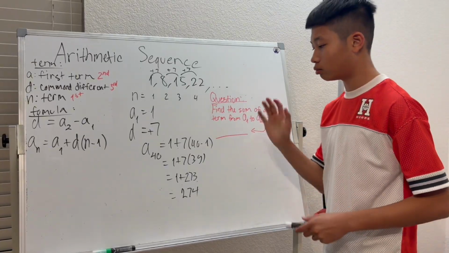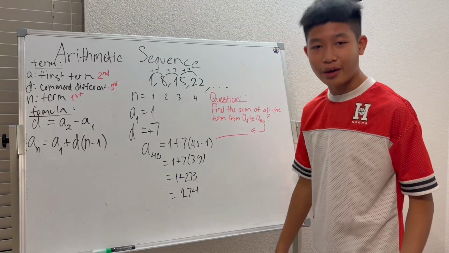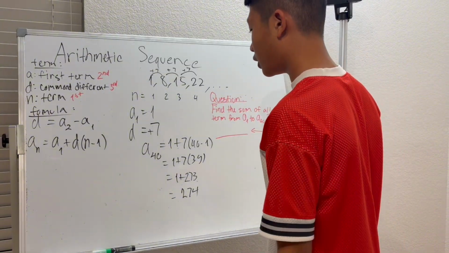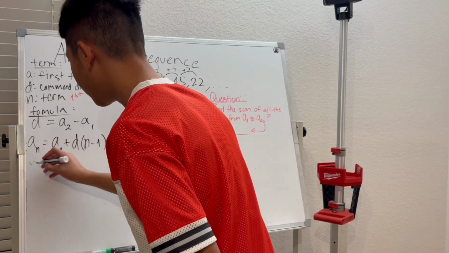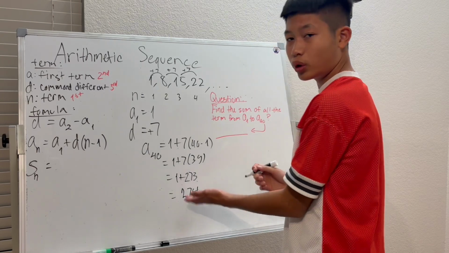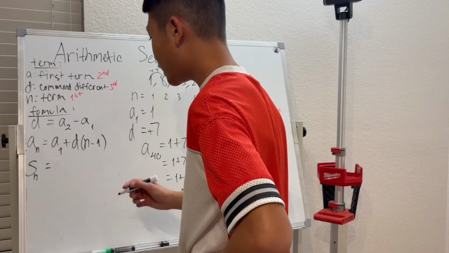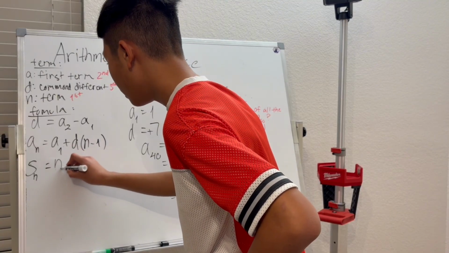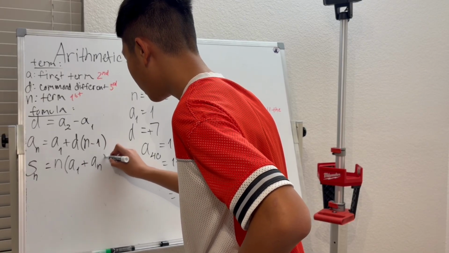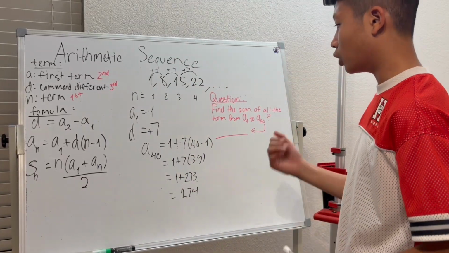We need to find the sum of all of these. We could add them one by one, but we don't have time for that, so we have to use a different formula. This formula is called the sum of the nth term. We don't really need it, but I want to calculate this for you. S of n is equal to n times a sub 1 plus a sub n, over 2. So let's use this formula.